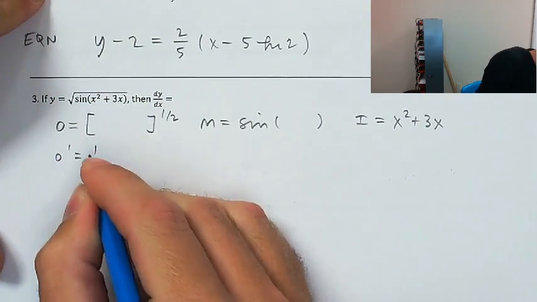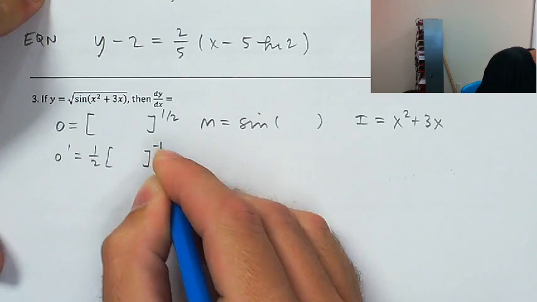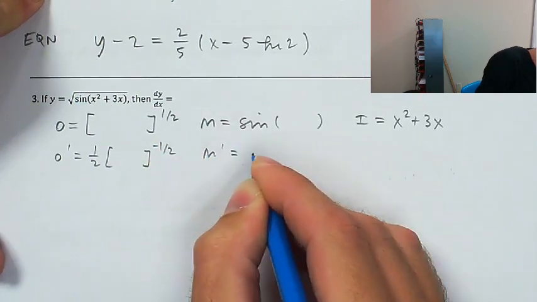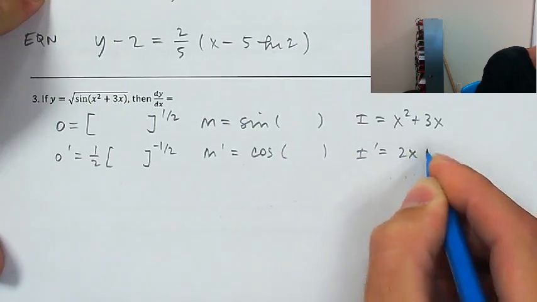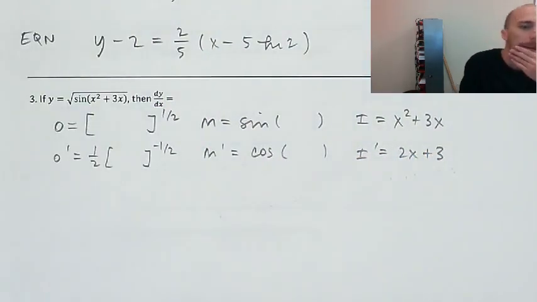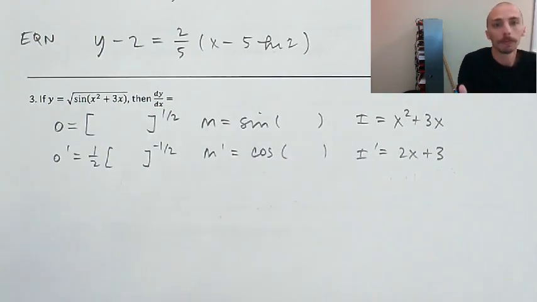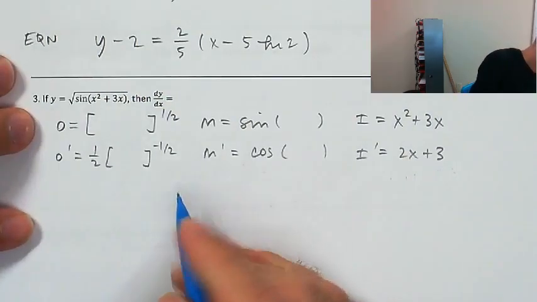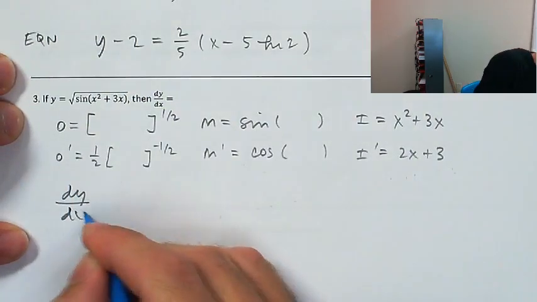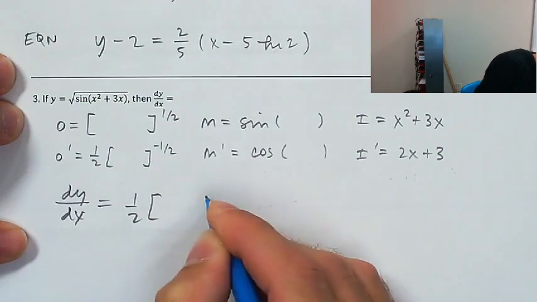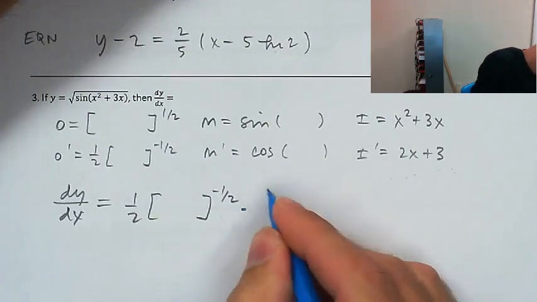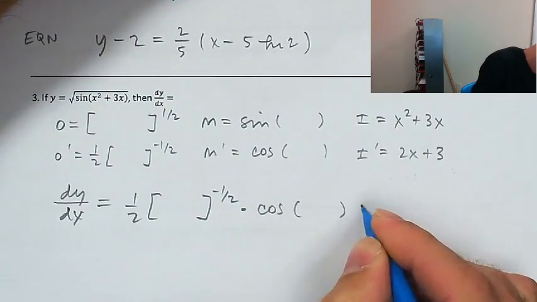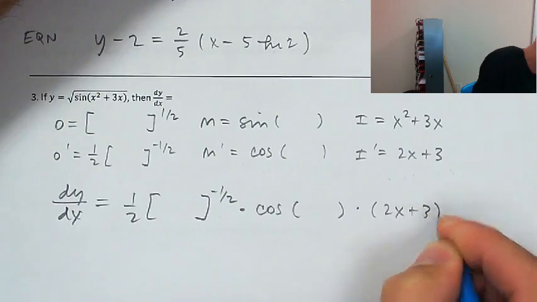Okay, then I'm going to take the derivative of all of these things. Outside prime is 1/2 of the thing to the negative 1/2. Middle prime is going to be equal to cosine of whatever. And then inside prime is 2x plus 3. Okay. And just like how I had to multiply outside prime by inside prime, now I'm going to have to multiply outside prime by middle prime by inside prime. Just multiply them all together. Okay, so dy/dx is going to equal 1/2 of whatever to the negative 1/2, times cosine of whatever, times 2x plus 3.